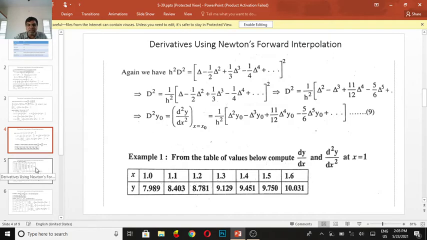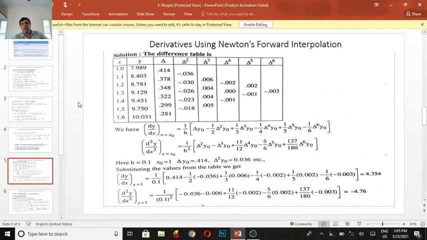Now you want to calculate using this table, putting the values of the x argument in the entries. See, the argument should increment by 0.1, so the interval should be 0.1. So if x is 1, the corresponding y value is 7.989. So delta is the difference, 8.403 minus 7.989, which is 0.414.